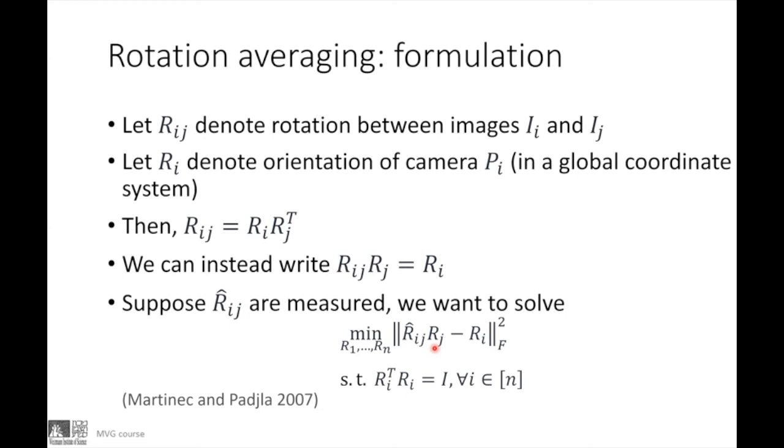But we have constraints. So we don't want to just find any matrices here. We want these matrices to be rotation matrices, and that means that for every I, Ri transpose Ri should be the identity.